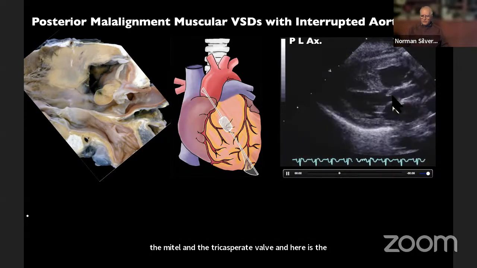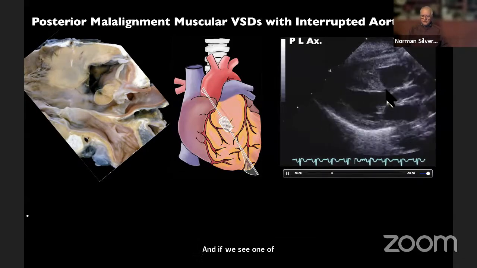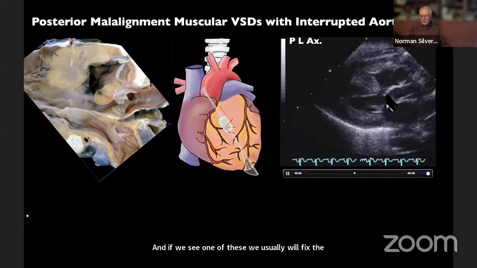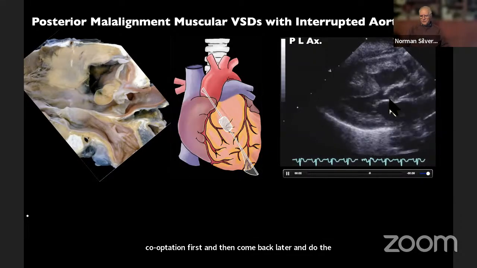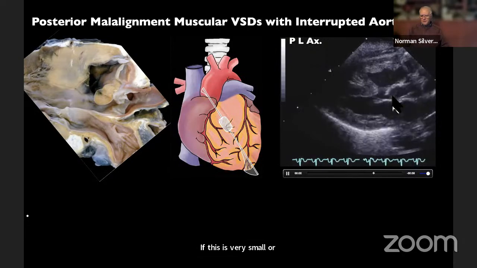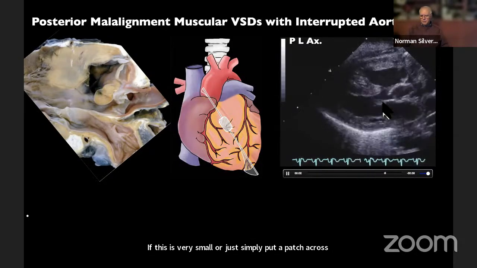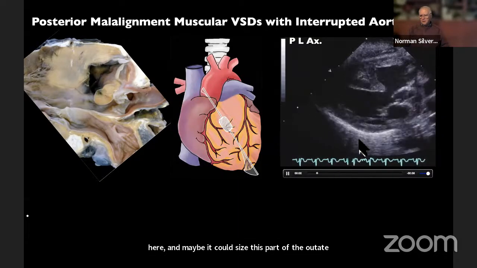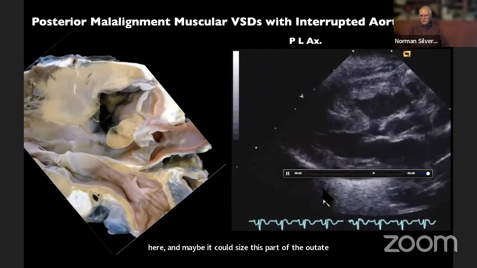And if we see one of these, we usually will fix the coarctation first and then come back later and do the ventricular septal defect if this is very small, or just simply put a patch across here and maybe excise this part of the outlet septum underneath the aortic valve here and close this ventricular septal defect.